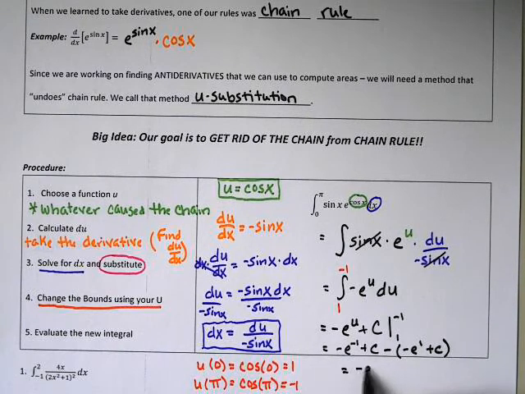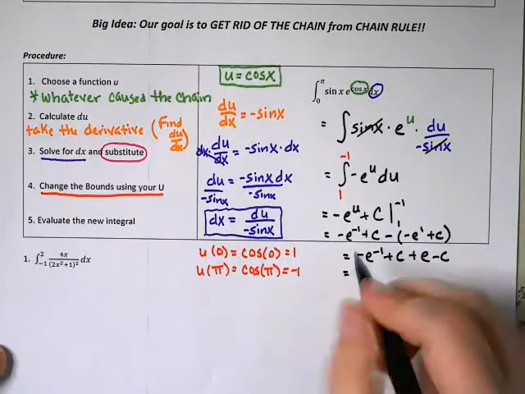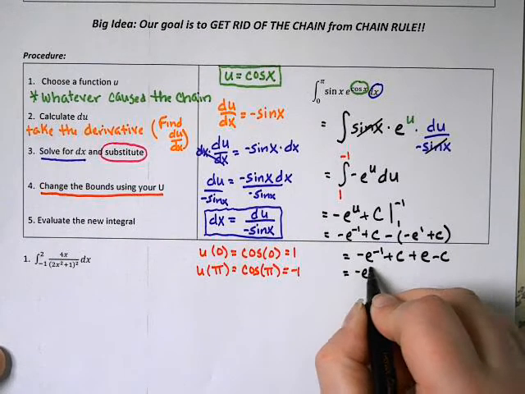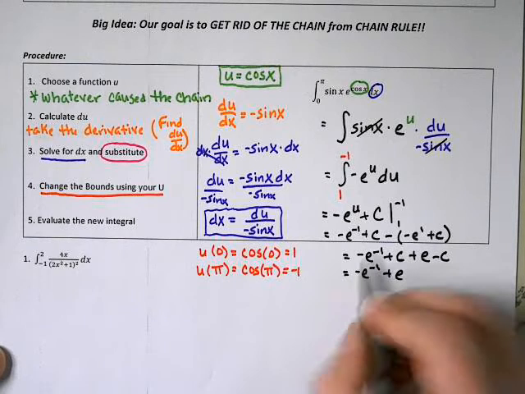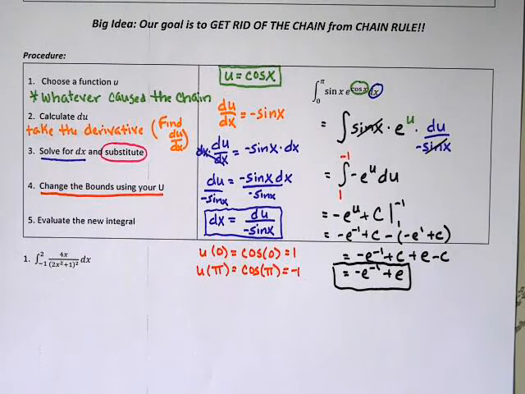So negative e to the negative 1 plus c plus e, because I'm going to distribute my negative, and then minus c. So the c's end up canceling, and we get that the integral is equal to negative e to the negative 1 plus e. And that's our final answer there.